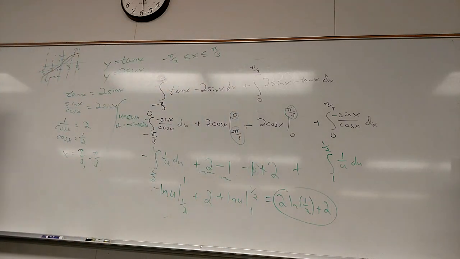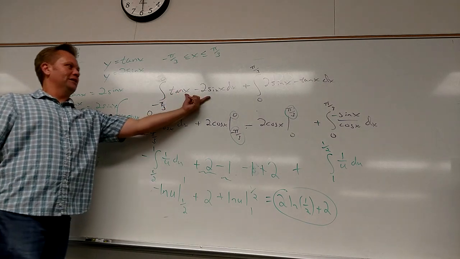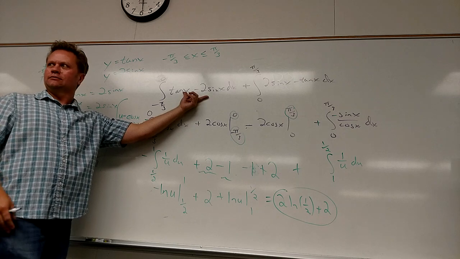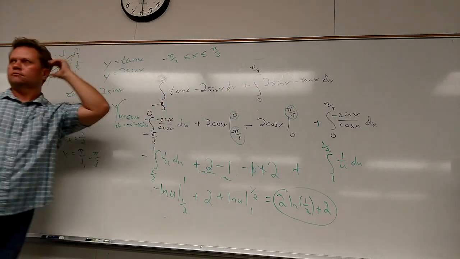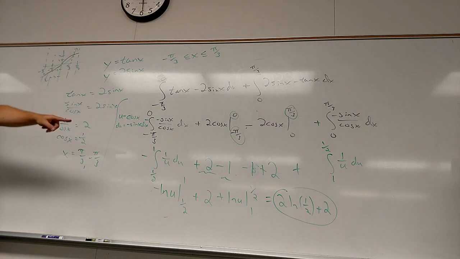How do you check that? You do this, and in your calculator, tell it from negative pi over 3 to 0, and then you add this much. And see if it comes out to be the same decimal as that did.